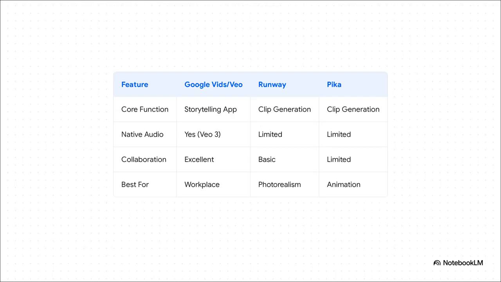When you look at the competition side by side, the real difference comes down to what they're best for. Google Vids is aimed squarely at workplace productivity and collaboration. Runway, on the other hand, really excels at that photorealistic look and giving creators a ton of fine-tuned control. And Pika is a fantastic creative playground, especially if you're into animation. Each one has its own distinct strength.